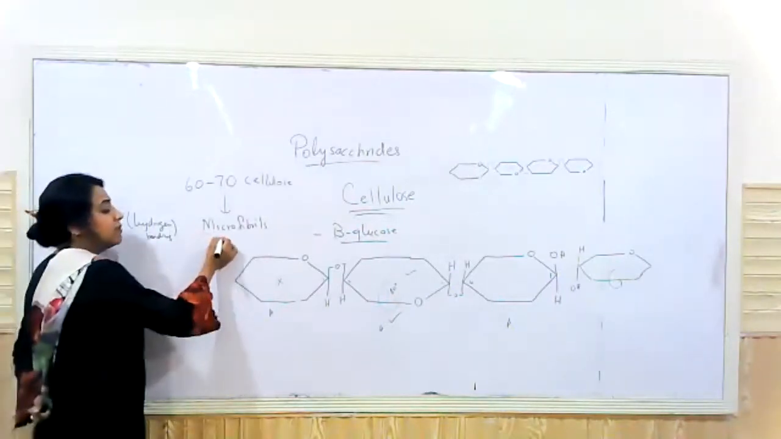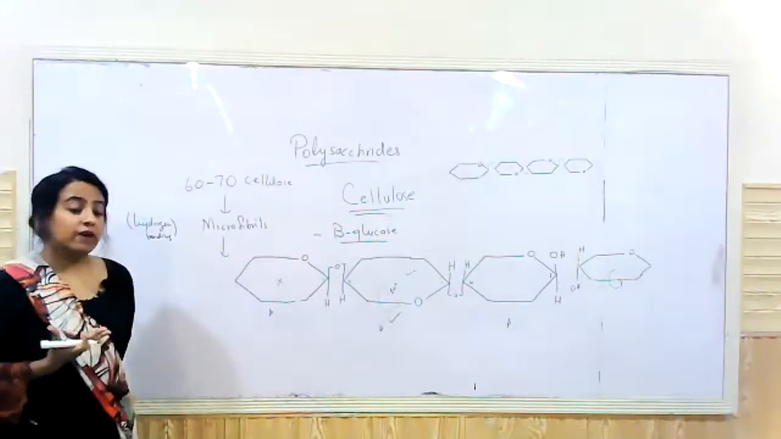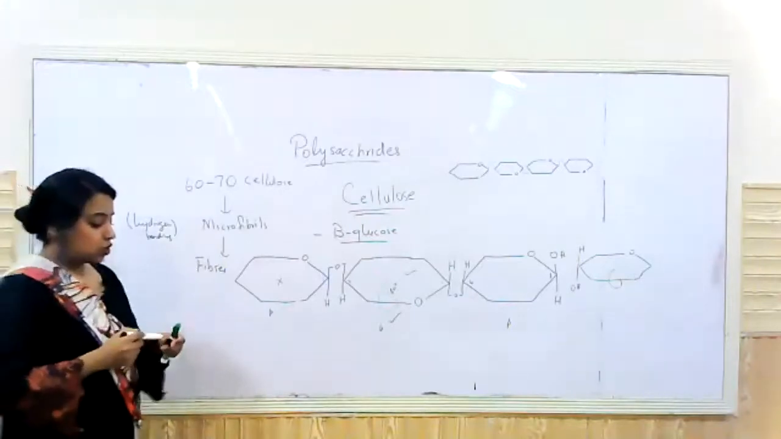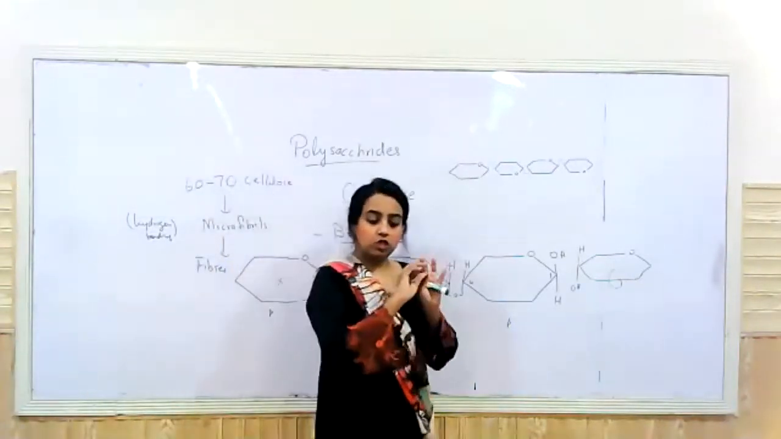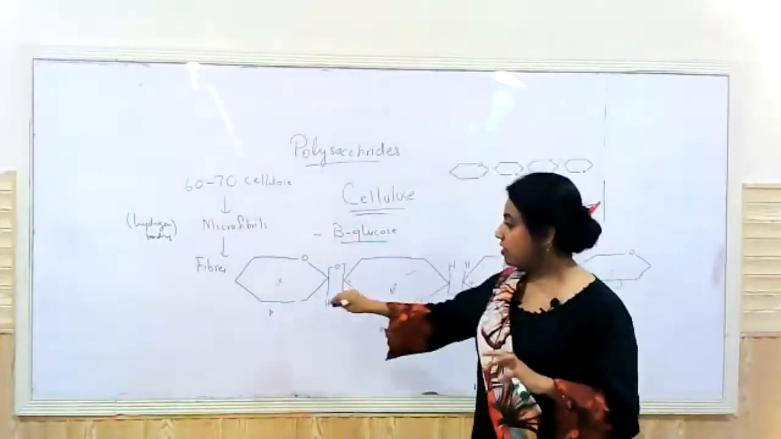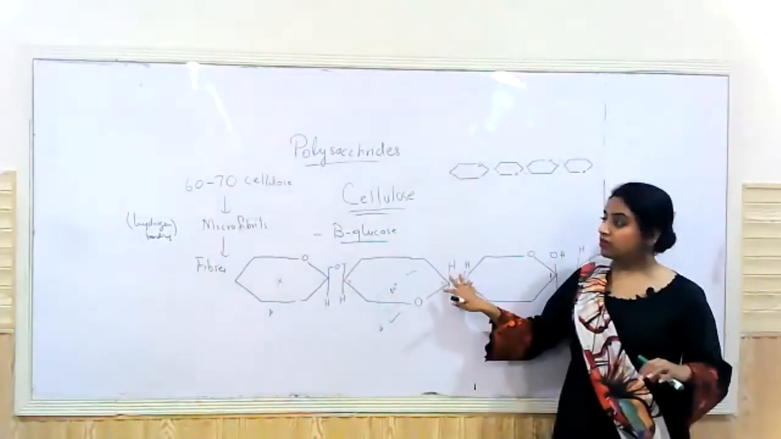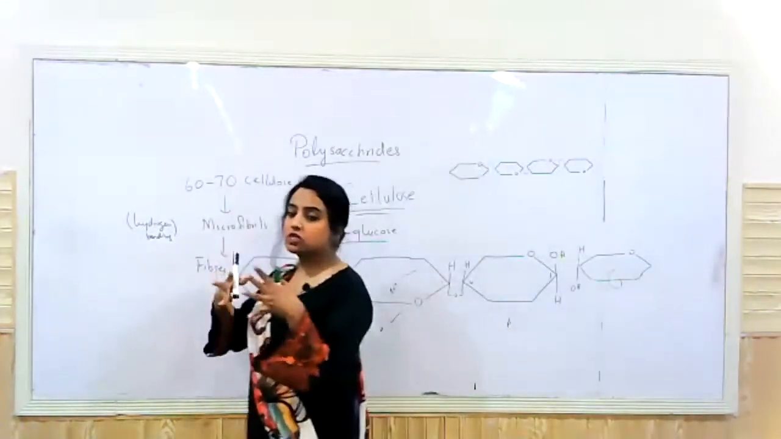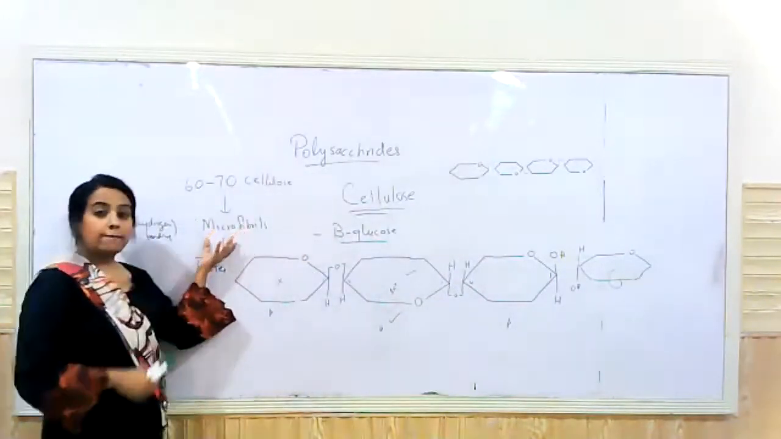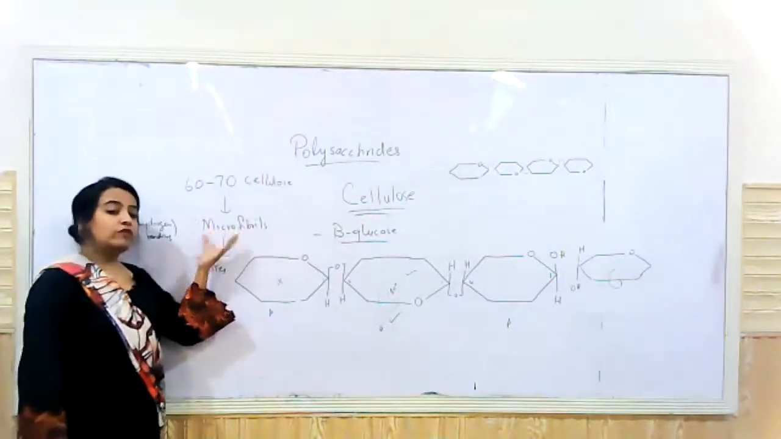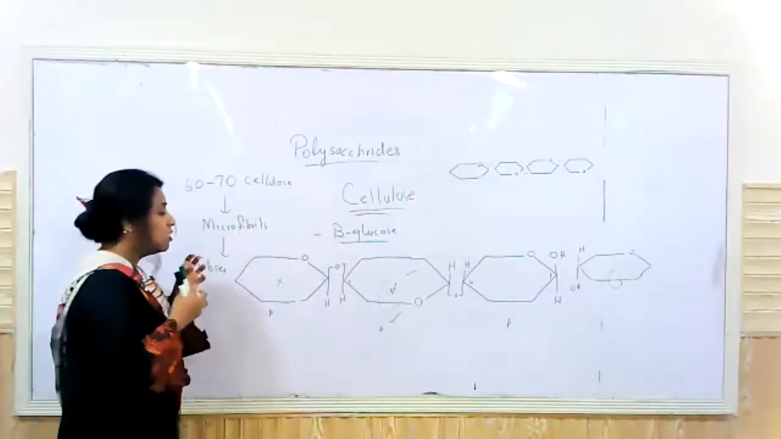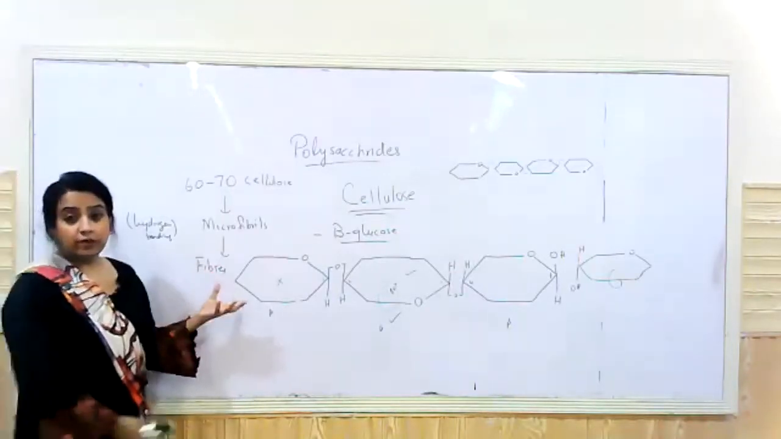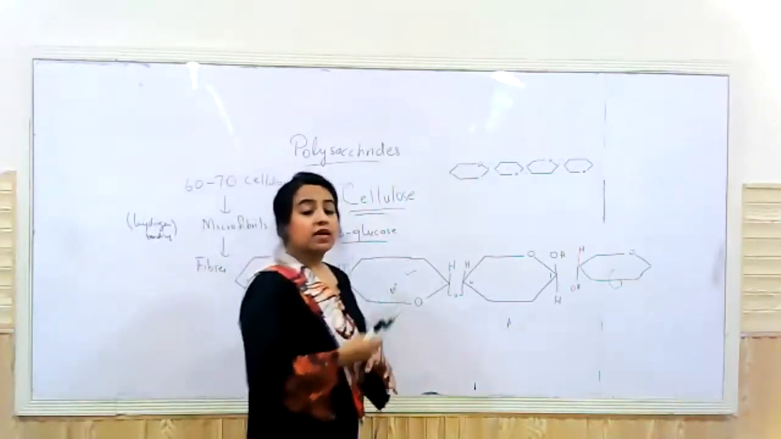Then what happens? Numerous microfibrils come together, and they give rise to what? Fibers, right? So hundreds of monomers joining together in this condensation reaction give rise to cellulose molecules. Then 60 to 70 cellulose molecules coming together give rise to microfibrils. Then microfibrils assembling together, joining together, form tough fiber structures called fibers. Then these cellulose fibers make up the cell wall.